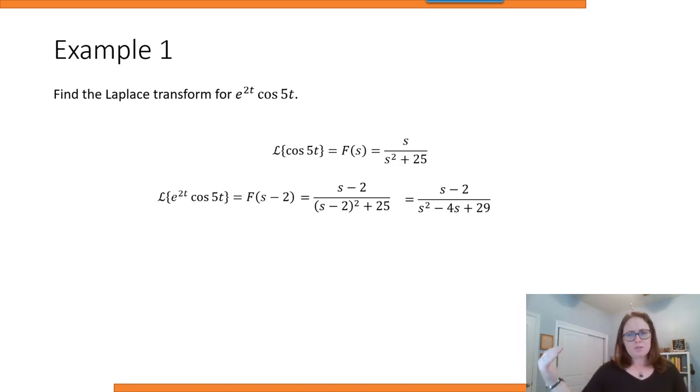If I was doing the inverse and reversing this process, I would complete the square on that denominator since it's not a factorable trinomial there at the bottom. So I'd complete the square on the last 2 to get this back to that form of the s minus 2 squared plus 25.